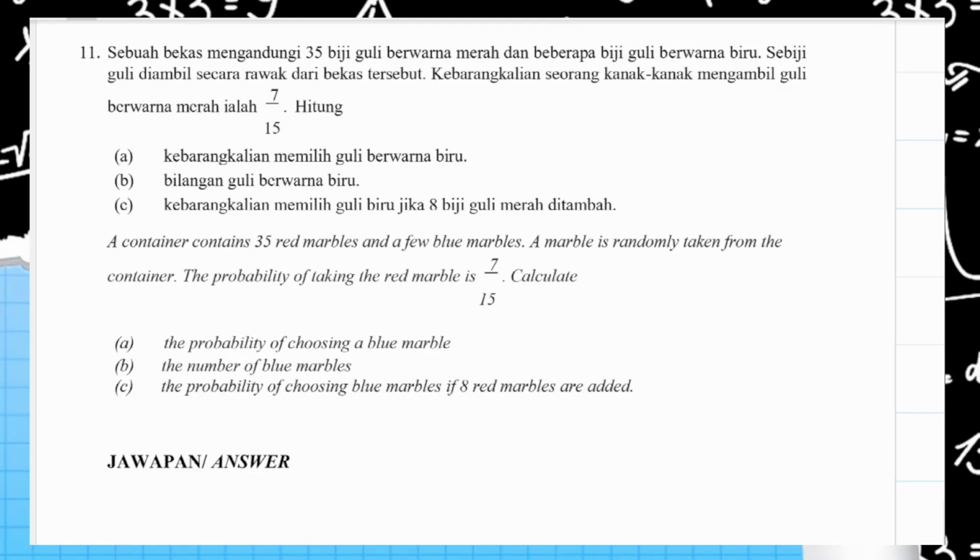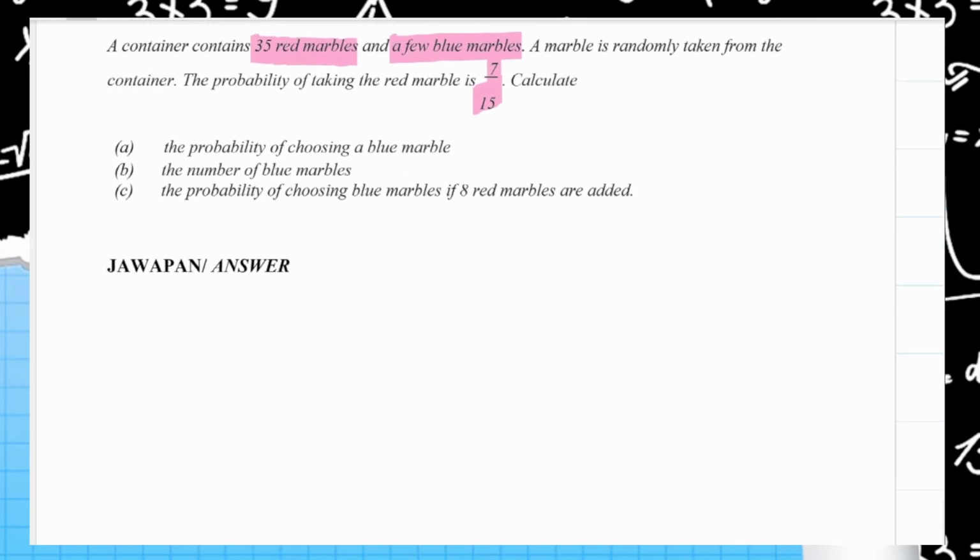Read the question. A container contains 35 red marbles and a few blue marbles. A marble is randomly taken from the container. The probability of taking the red marble is 7 over 15. Untuk pilih red, kebarangkaliannya 7/15. So calculate A, the probability of choosing a blue marble.